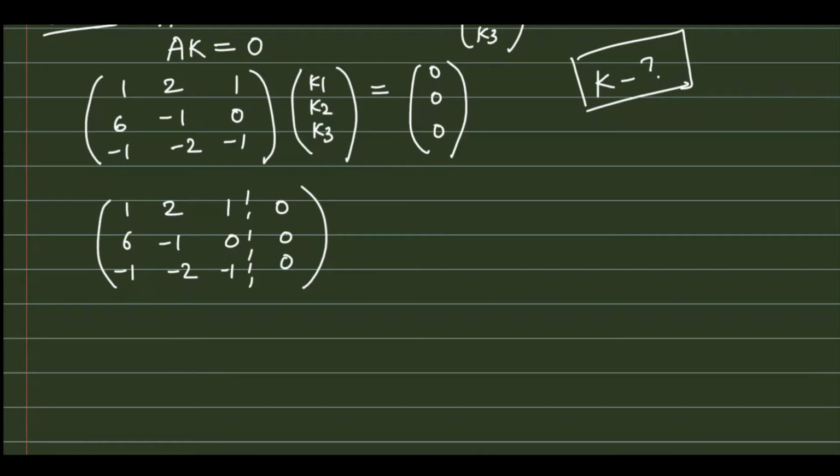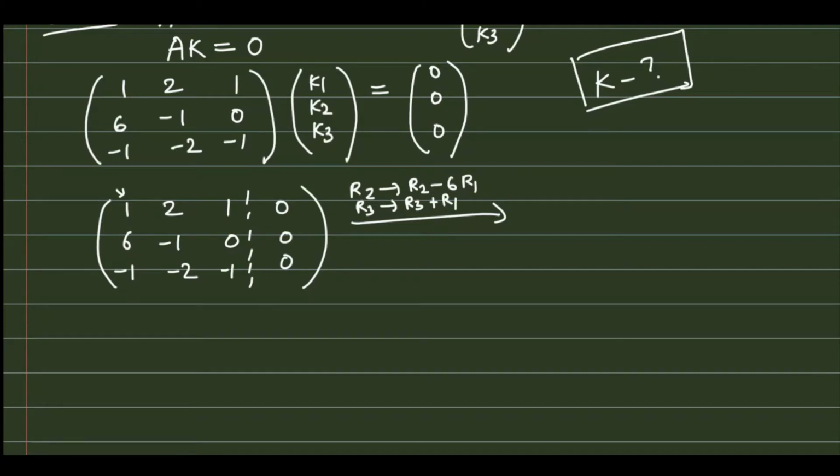So the first transformation I am using is, we can see the first row, first element is 1. Now in this column I have to make the remaining elements 0. So 6 and minus 1 I have to convert to 0. So I will use some elementary transformations, and the transformation here I am using is R2 becomes R2 minus 6R1, and for R3 we can use R3 becomes R3 plus R1.